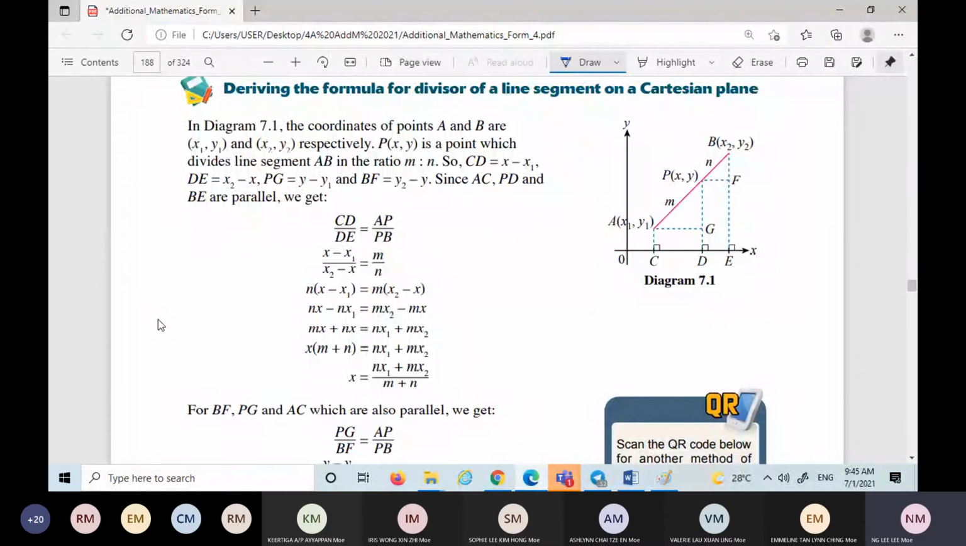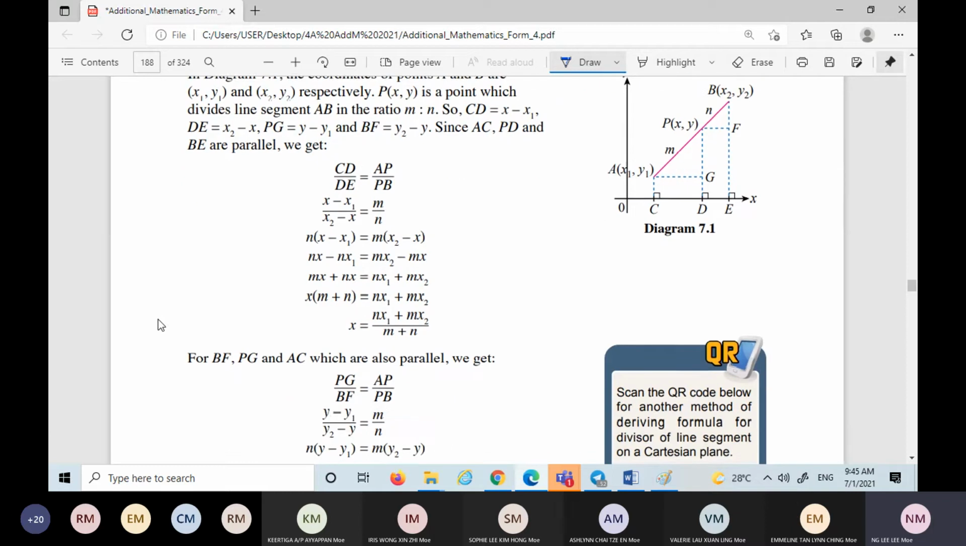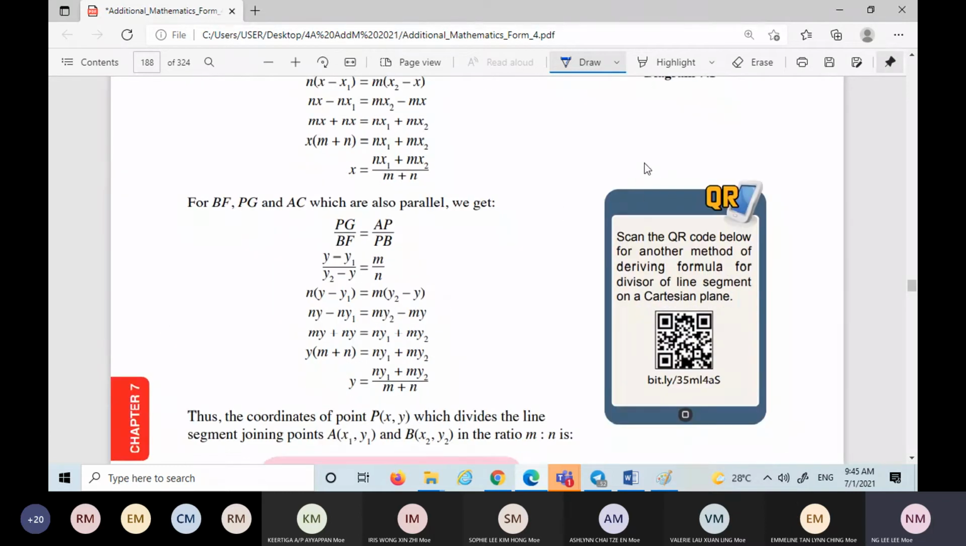Okay, deriving the formula of a divisor of a line segment on a Cartesian plane. This one we are using the concept of a gradient. That is another method here. This one you can see by yourself. If you want to see, go through by yourself. This one they are using the concept of similar triangle.